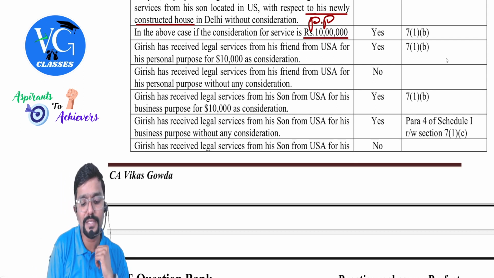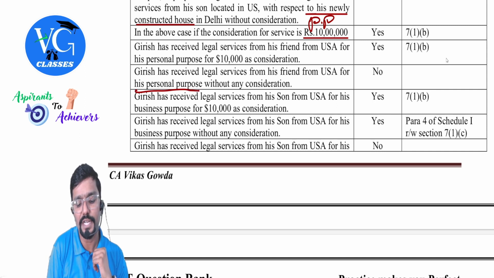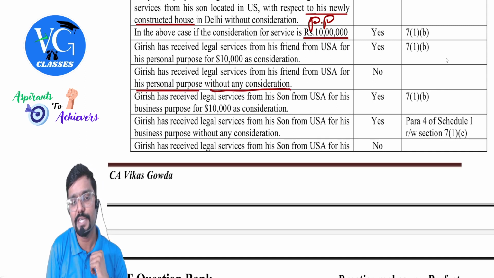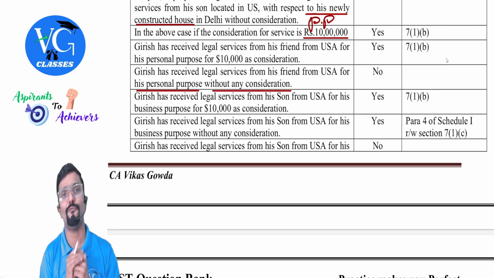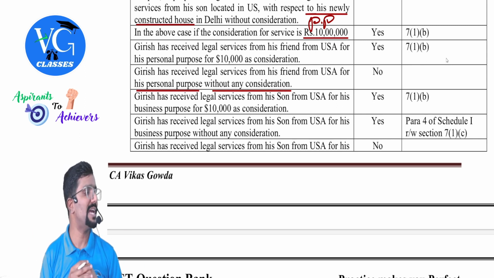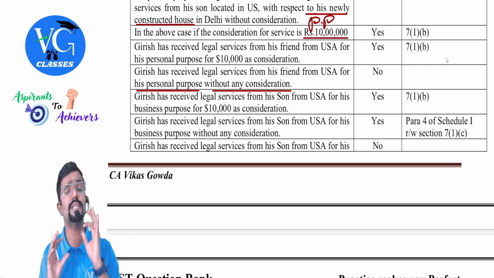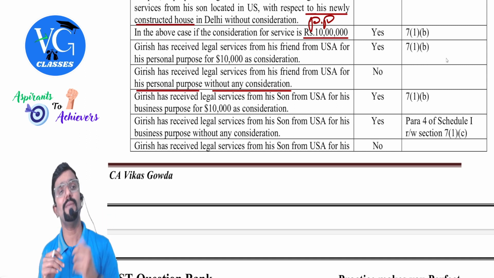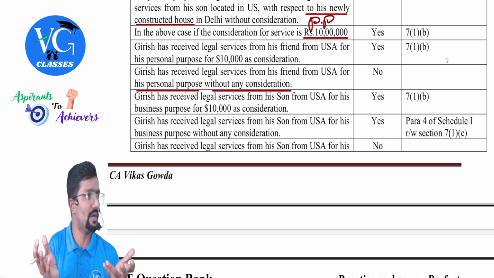Guys, it is for personal purpose and without consideration. As soon as I see without consideration, which one should I check, people? Para 4. But as it is for personal purpose and even it is not from a relative, is para 4 getting attracted here? No. It is not a supply as per para 4. Friend is not a relative. He can become a relative if one person is controlling the other.